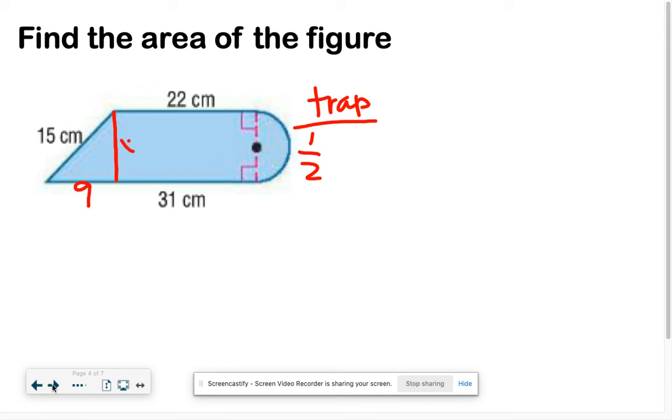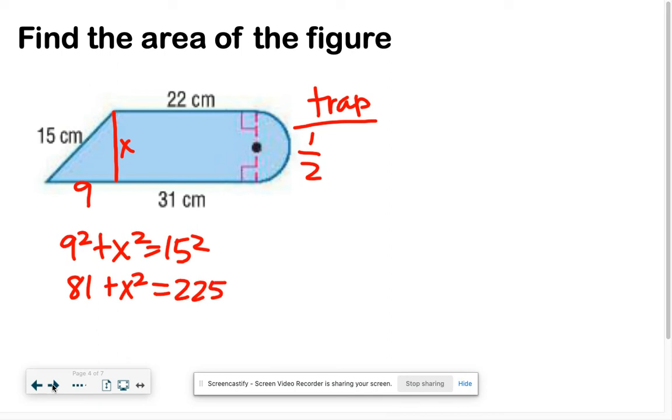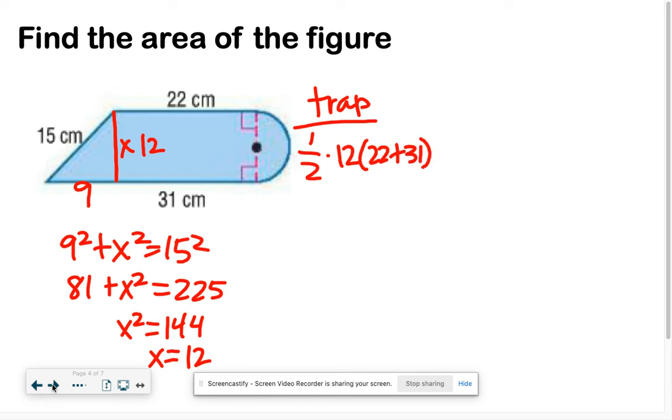Now we can do the Pythagorean theorem. 15 squared is 225. Subtract the 9 squared, and it equals 144. Hey, this works out pretty nice, kids. The square root of 144 is 12. All right, pop back over here. Our height is 12. Our bases are 22 plus 31. Half of 12 is 6. 22 plus 31 is 53. 6 times 53 gives us 318.